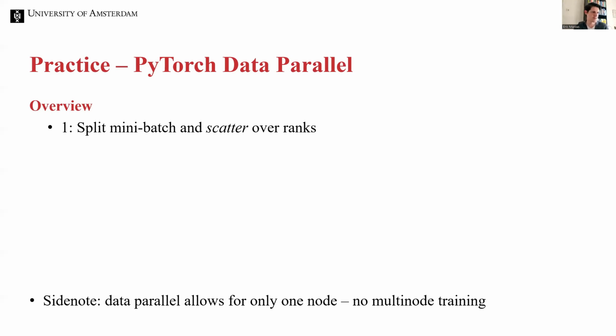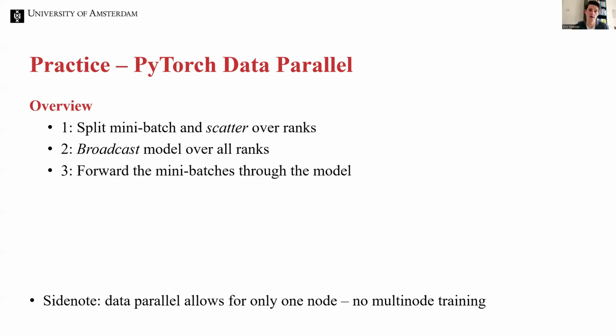So bear with me. After we have scattered our data, we're going to do a broadcast. We're going to copy the model from the root rank to all of the GPUs. So at this stage, every GPU will have a piece of data and the model, which is basically all we need, because the data is just going to go through the model. We're going to get the forward going, which is of course the next step. So you forward the mini batches through the models on all the GPUs, all the ranks.